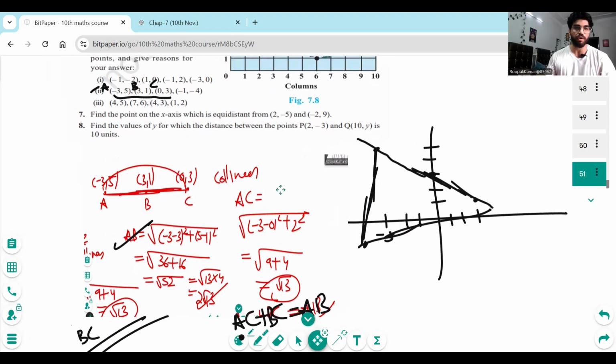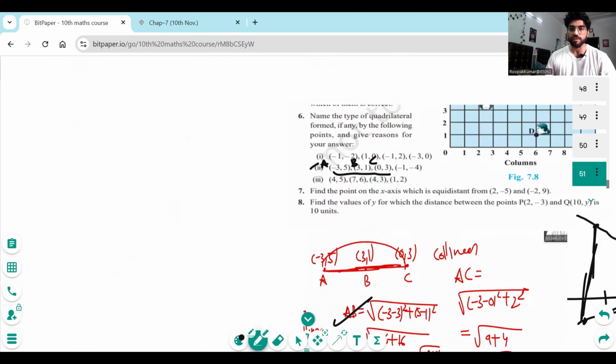Okay. So let's move on to the third part, which will be your homework. You will see what kind of a parallelogram it is, is it a rhombus, is it a rectangle, what it is. Okay. This was special, so that's why I've discussed it. Now let's move on to the seventh question.